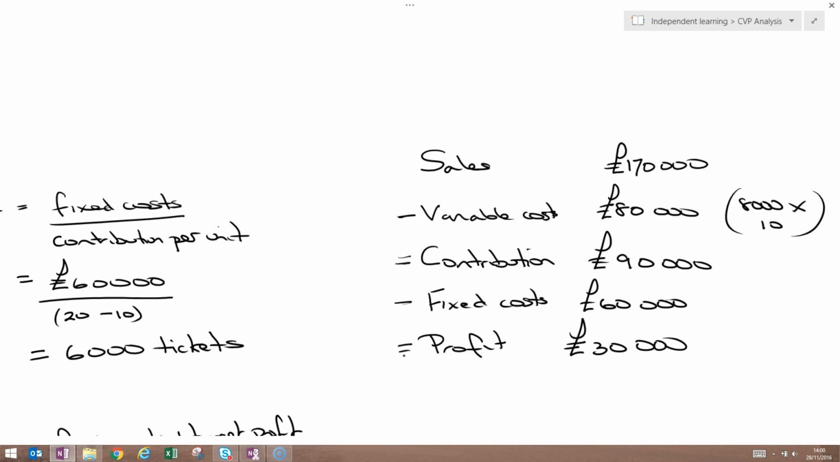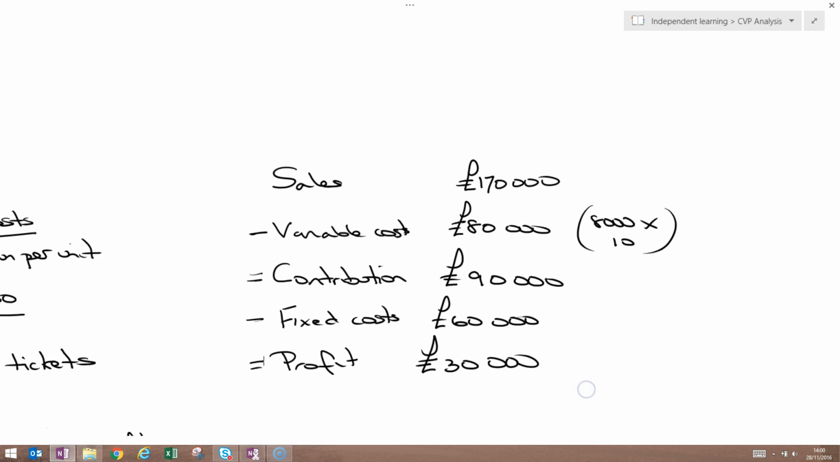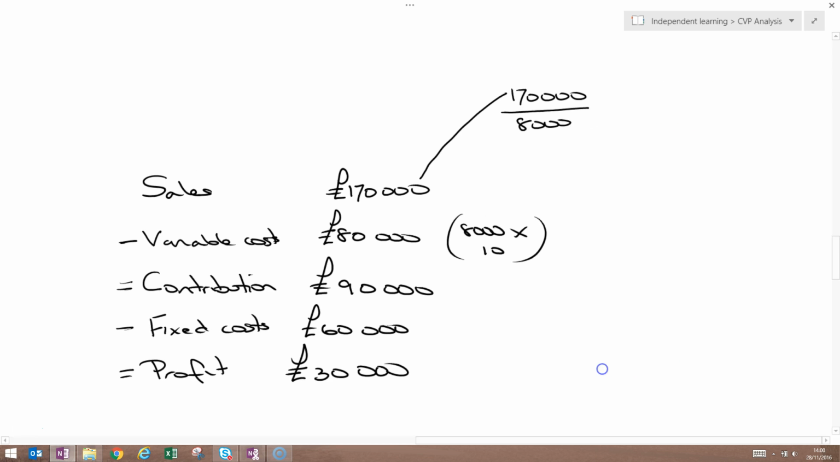So we've worked out, in order to achieve a £30,000 profit when we sell 8,000 tickets, our sales revenue has to be £170,000. That's in total. So the final thing we can do is work out what the selling price of the tickets have to be. So we've got £170,000 of revenue. That's for 8,000 tickets. So therefore we sell our tickets for £21.25 each. So we've worked out the selling price of the ticket.